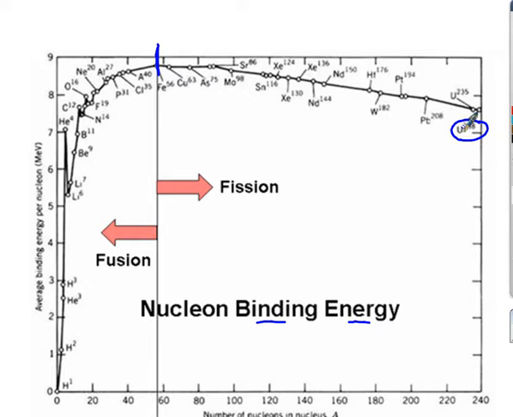The sun can fuse things together up to copper. After that, it becomes unfavorable to undergo fusion because now the electric force is becoming greater than that binding energy. So it's not favorable for fusion to occur after this point.